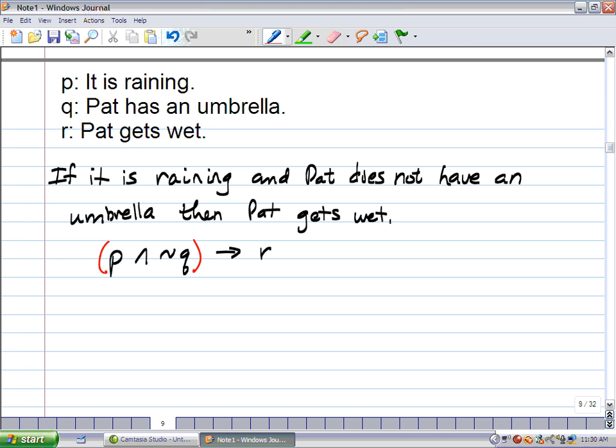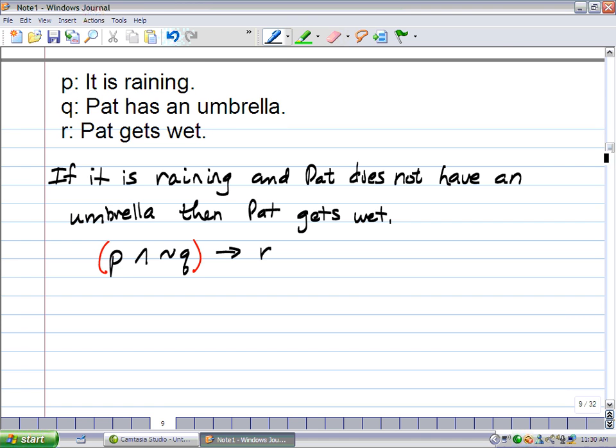At this point, this is probably new to most all of you, so you would probably want to put those parentheses in to make it clear. Now in the next section where we do tables, you definitely want to put those parentheses in to make it clear what you're going to do first. So P and not Q implies R, or if P and not Q, then R. If it is raining and Pat does not have an umbrella, then Pat gets wet.